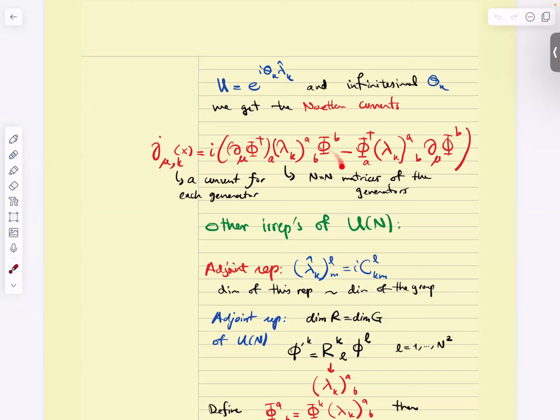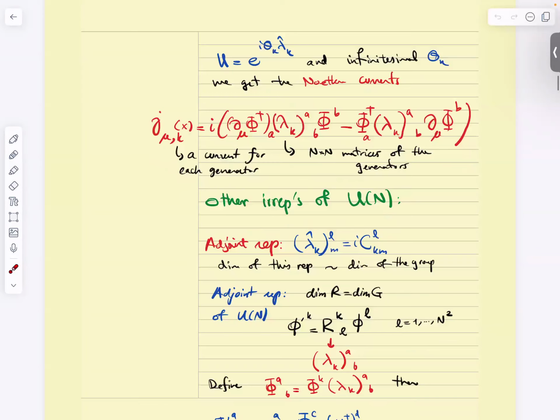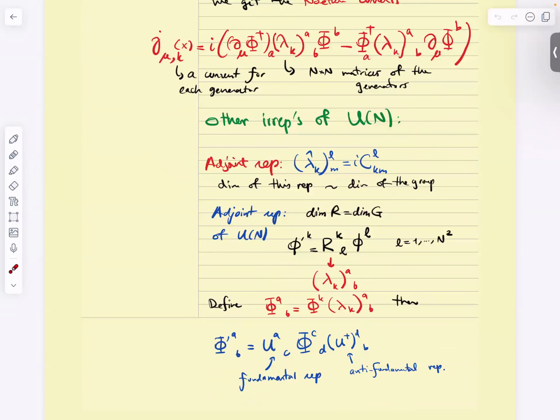So here the generators are n by n matrices, right? So these are the currents. If I integrate such a current over a codimension 1 surface, I'll obtain a charge, right? So we'll see that in a second. I also made a comment about the adjoint representation. This is a setup where for representation matrices, you pick the representation matrices to be just the structure constants, right? So you could check that this forms a representation, and the dimensionality of this representation is the dimensionality of the group.